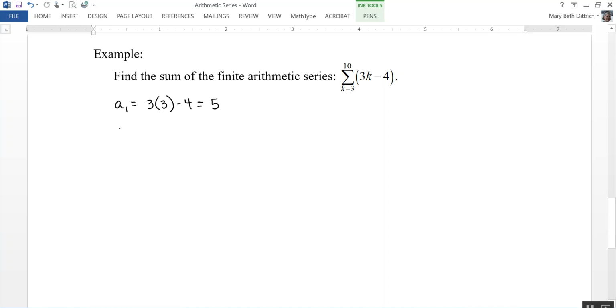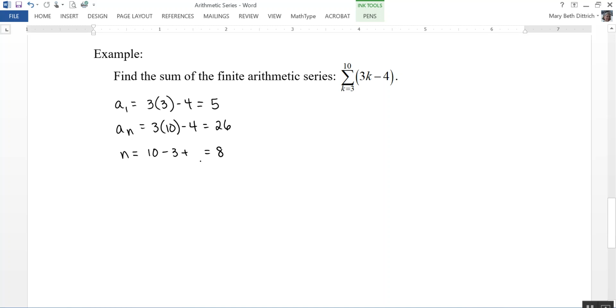To find my nth term, my last term, I'm going to plug in the number on top, 10. So 3 times 10 minus 4, so 30 minus 4, or 26. So my last term is going to be 26. Now, to find the number of terms, I'm going to do my top number minus my bottom number plus 1, or there are 8 numbers in this. And let's think about that. So if I'm going to use 3, 4, 5, 6, 7, 8, 9, 10, counting that out on my fingers, that's actually 8 different numbers. So I need to do the top number minus the bottom number plus 1.